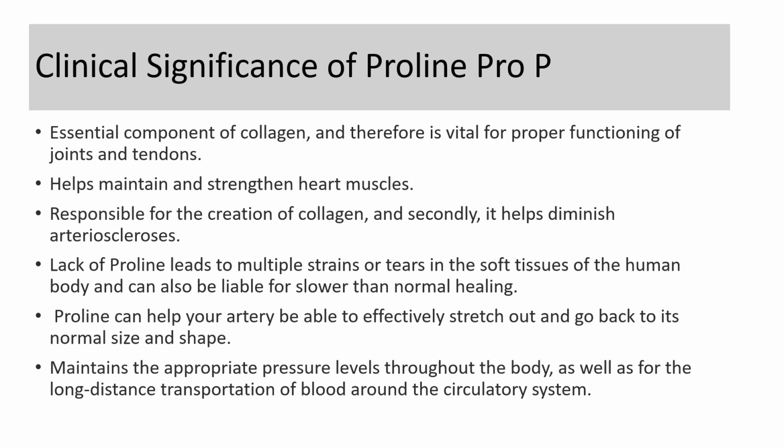So lack of proline leads to multiple strains or tears in soft tissues of the human body, and can also be liable for slower than normal healing. Proline can help your arteries effectively stretch out and go back to their normal size and shape, right? So this is exactly why it helps with arteriosclerosis, right? Because it is effectively stretching out and going back to its normal size and shape. It maintains appropriate pressure levels throughout the body as well as for the long distance transportation of blood around the circulatory system.